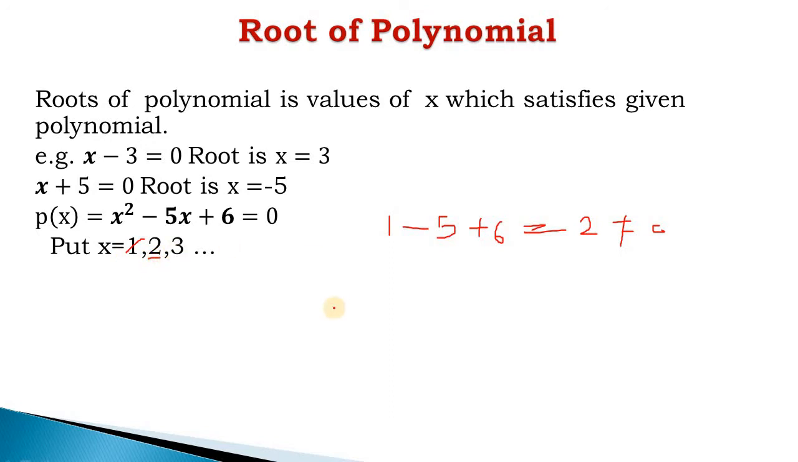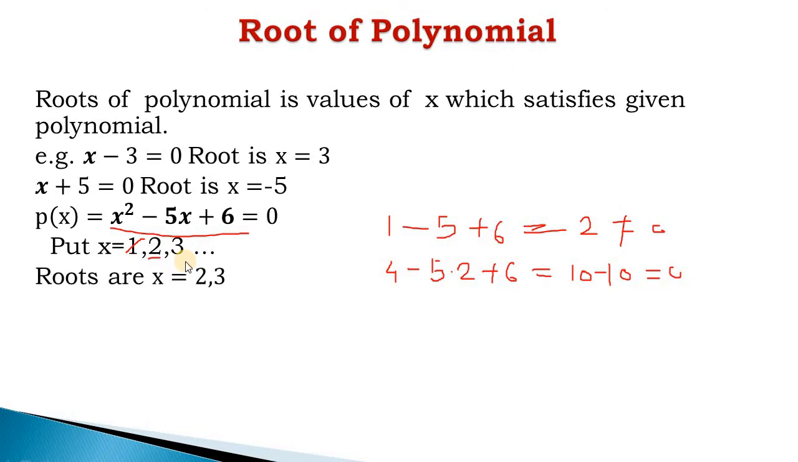Now let us try for 2. So 2 square means 4, then minus 5 times 2, 5 into 2, and then plus 6. When I simplify this, 4 plus 6 becomes 10, and 5 into 2 is again 10. So 10 minus 10 is 0, and therefore x is equal to 2 satisfies this polynomial. So this is the root. Similarly, you can check for 3 also, and we get 2 and 3 are the roots.